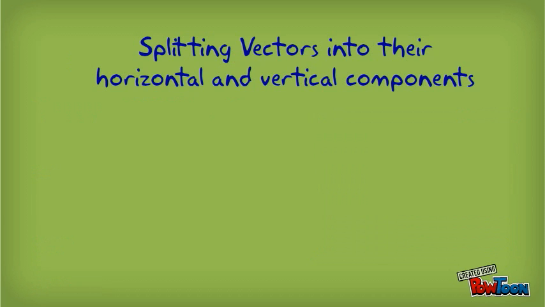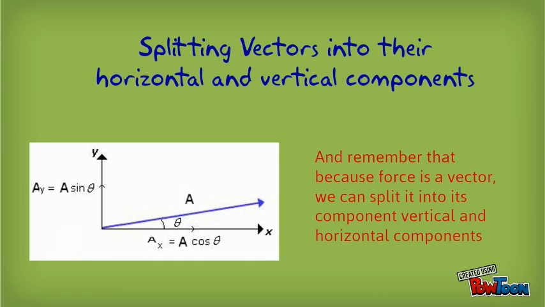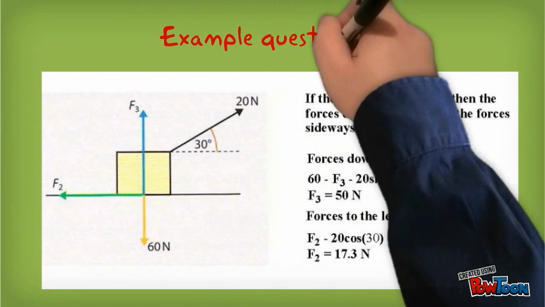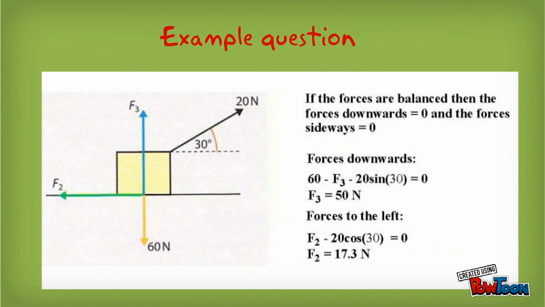It's often necessary to split the forces up into their horizontal and vertical components when you are doing calculations. Let's look at an example. We have a box, weight 60 newtons. It's being pulled in the direction shown by a force of 20 newtons. And there are two further forces acting on the box, F2 and F3.